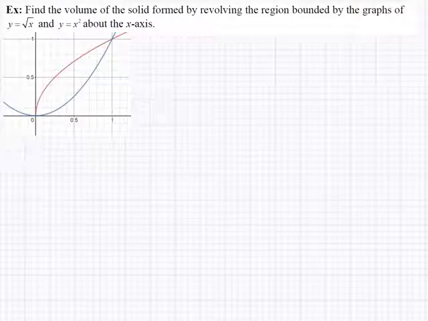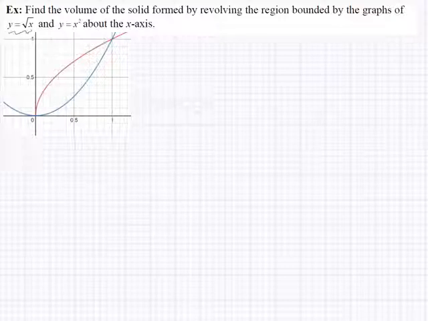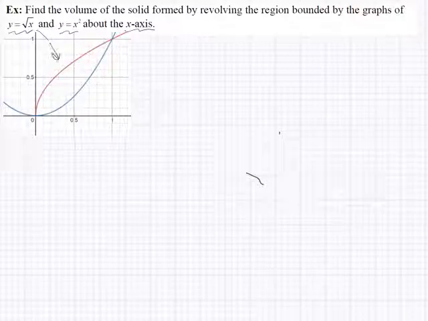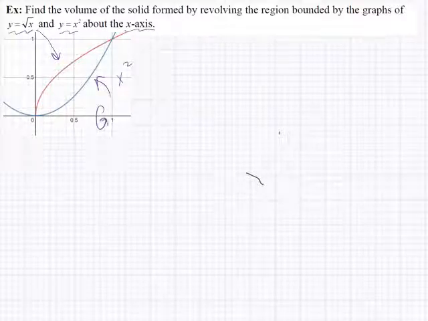Find the volume of the solid formed by revolving the region bounded by the graphs of y equals square root of x and y equals x squared, around the x-axis. The red curve is your square root curve, the blue curve is your x squared curve, and you want to rotate around the x-axis.